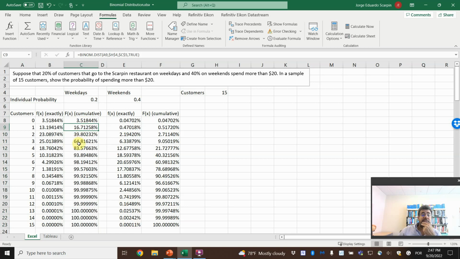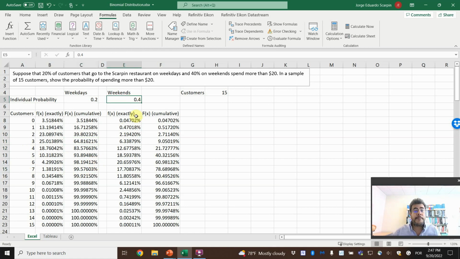So at least 3 customers, 64%. So 2 in 3, more than 50% chance. But this cumulative at least 3 means no customer, 1, 2, or 3 customers. And if we want the cumulative probability on a range, from 4 to 7, we go 7 minus 4, and then we are good on that.